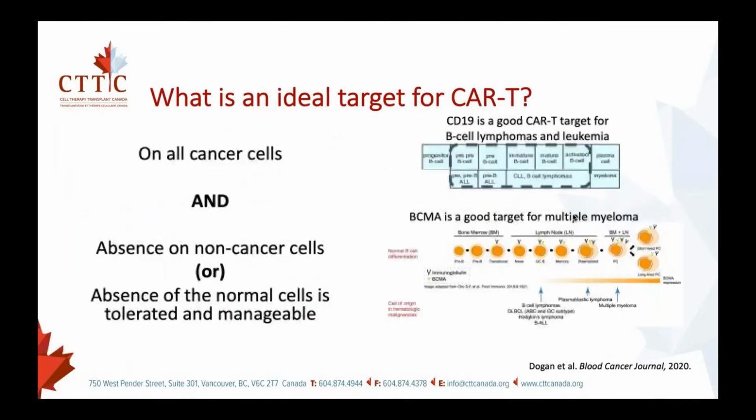So stay tuned. Well, what makes an ideal target for CAR T? Well, simplistically, it's something that's on all your cancer cells, and it's absent on non-cancer cells, or absence on the normal cells is tolerated and manageable. So that's why CD19 is such a good target for B-cell lymphomas and leukemia, because you can live without your B cells. If you need it, you can give somebody IVIG. And same thing with BCMA. We can live without our plasma cells with immunoglobulin support if needed.